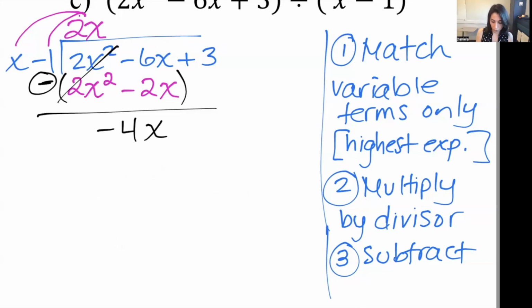And then you're just going to drop down that +3. And you're just going to rinse and repeat, right? So you're going to do it over and over again until you can't do it anymore. How do we know when to stop? I'll talk about that in a second, right?